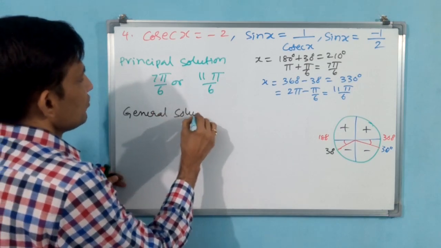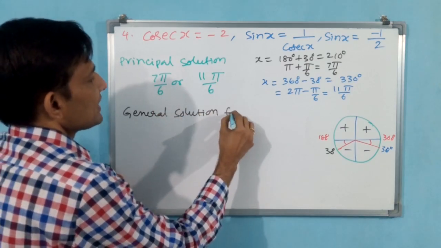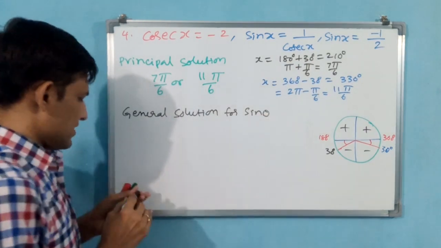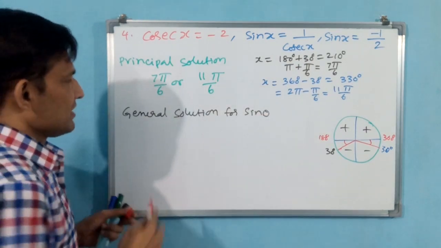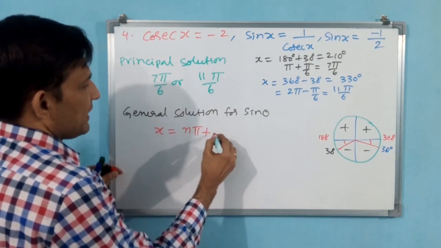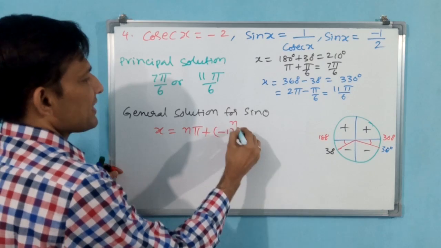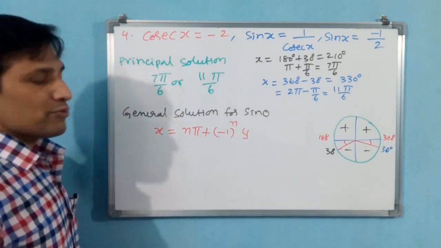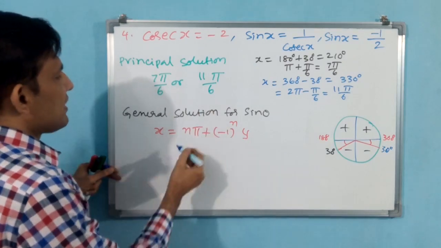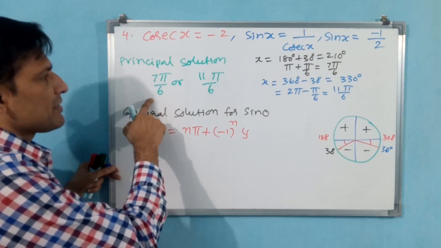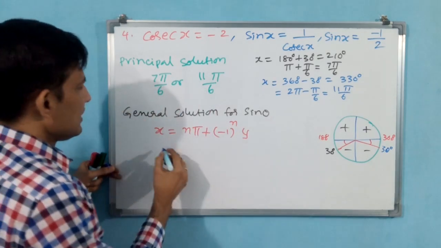General solution for sin theta. First you write the equation. Write the equation first: x is equal to n pi plus minus 1 whole power n y. This will be the equation. Again you substitute the value. Only one value, y, you have to substitute. You can substitute 7 pi by 6 or 11 pi by 6, any one.